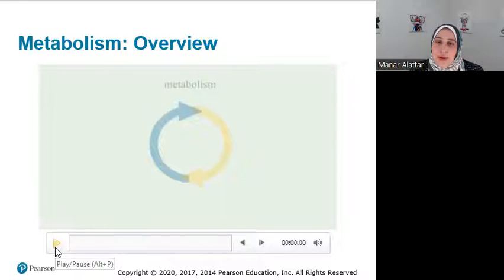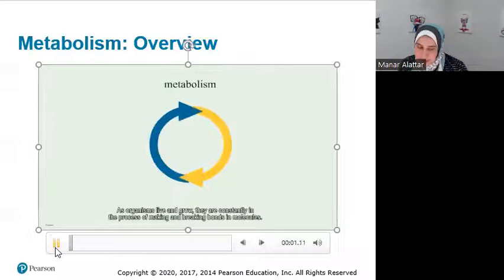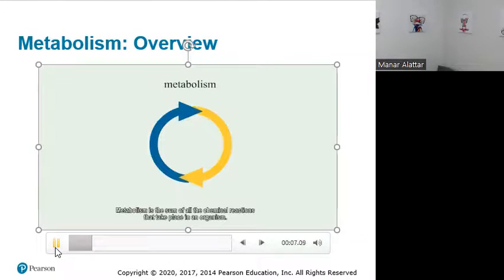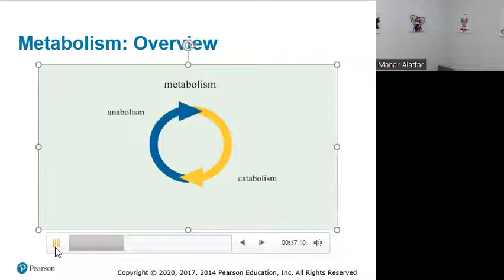And here's an overview of that. As organisms live and grow, they're constantly in the process of making and breaking bonds in molecules. Metabolism is the sum of all the chemical reactions that take place in an organism. Metabolism includes catabolism and anabolism.